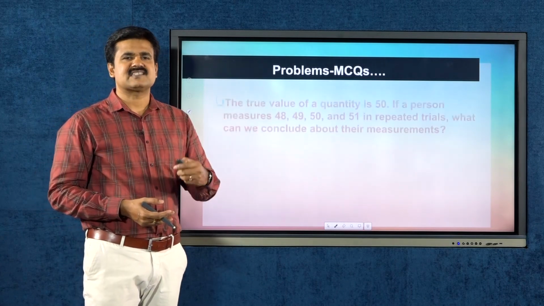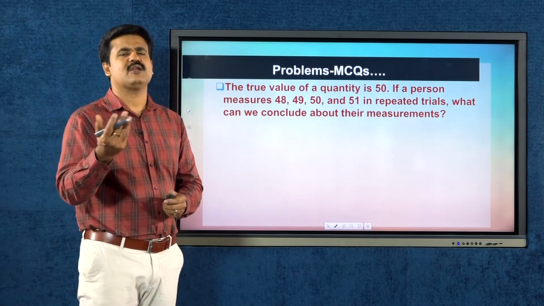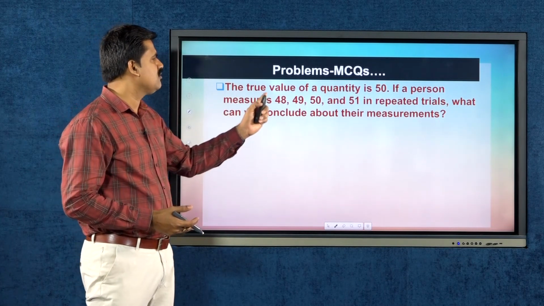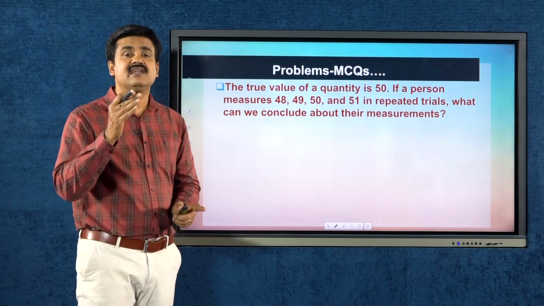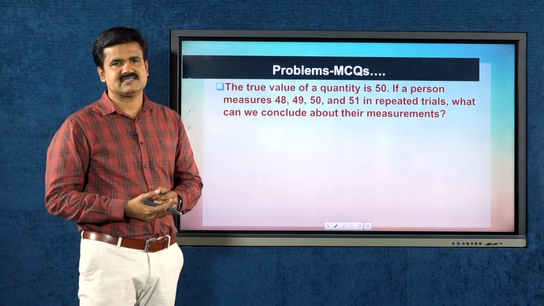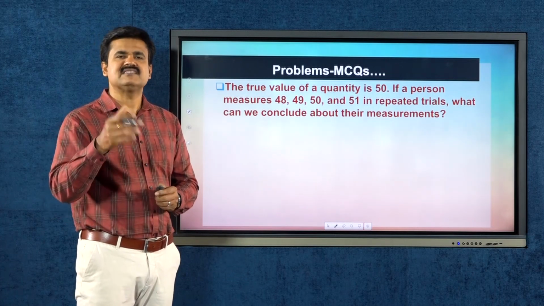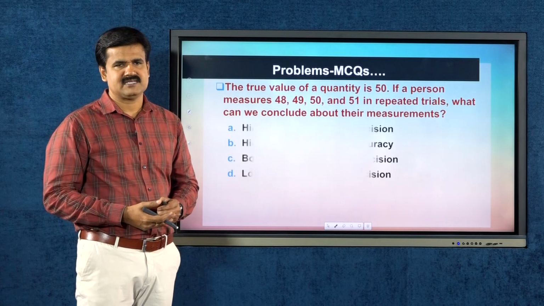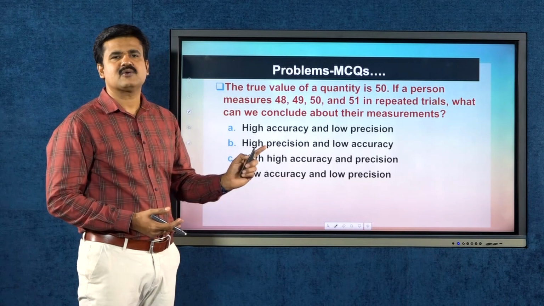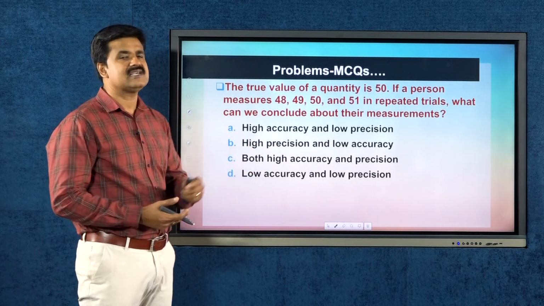Now, we are discussing another problem. The true value of a physical quantity is 50. If a person measures 48, 49, 50 and 51 in repeated trials, what can we conclude about the measurements? You look at these values and the true value, which is 50, and which conclusion you can make about this measurement. These are the options in front of you: high accuracy, low precision; high accuracy, high precision; low accuracy; both high accuracy and precision; low accuracy and low precision.